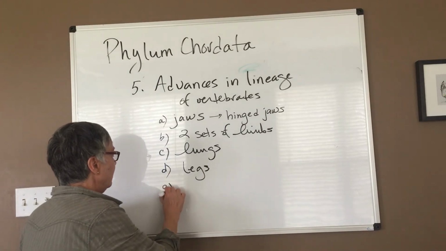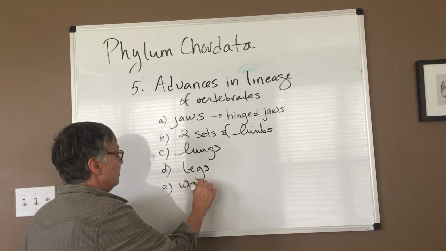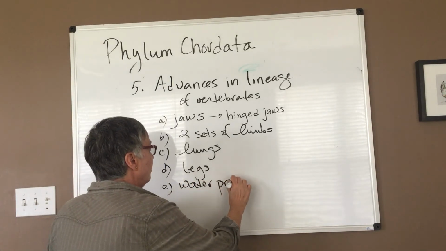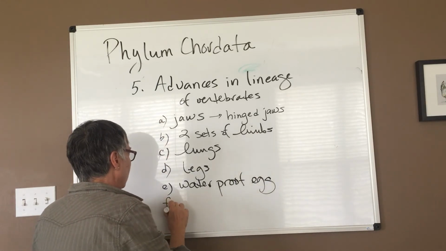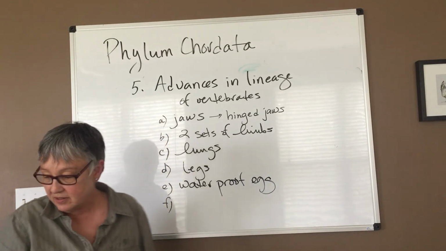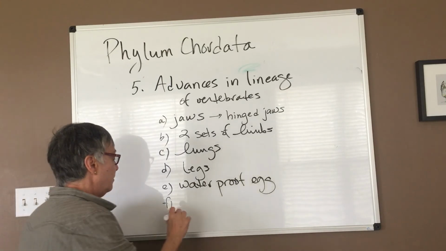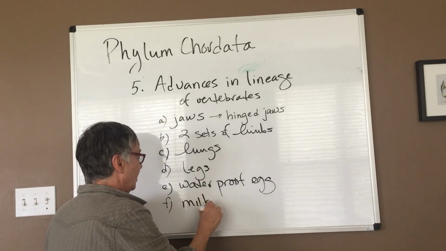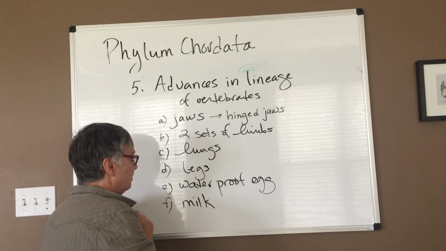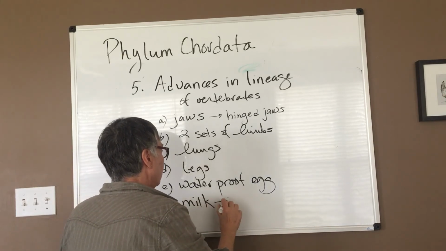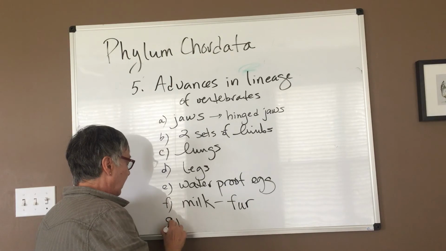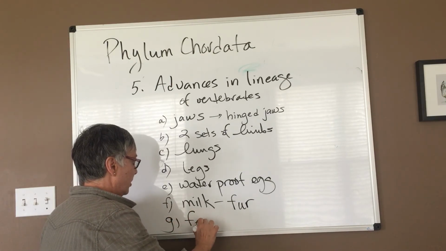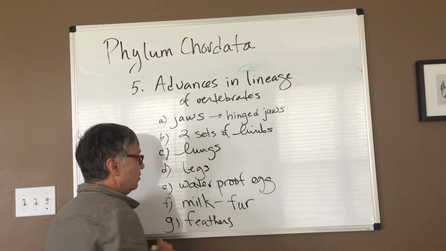In addition, the development of a special type of egg was very important in the reptiles. In the mammals, the presence of milk for the young, as well as fur, and in the birds, the development of feathers. That was very important.